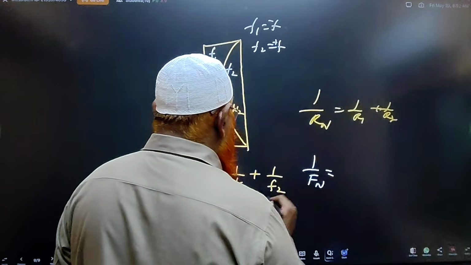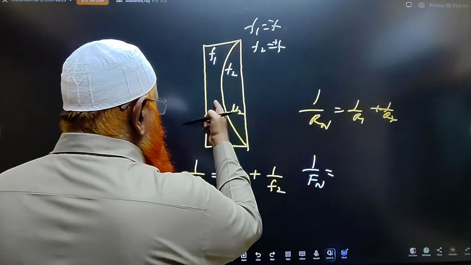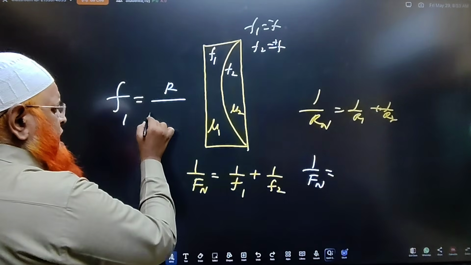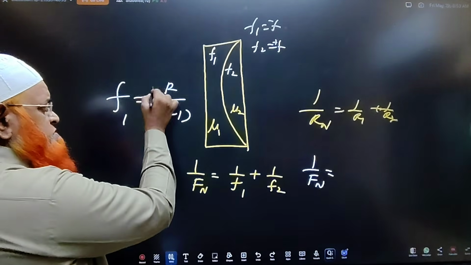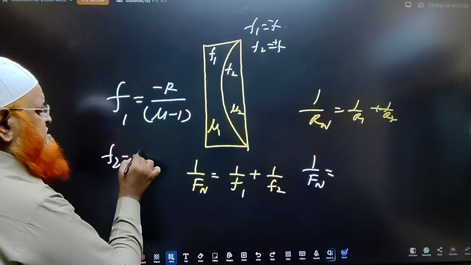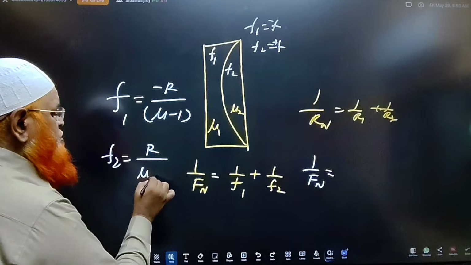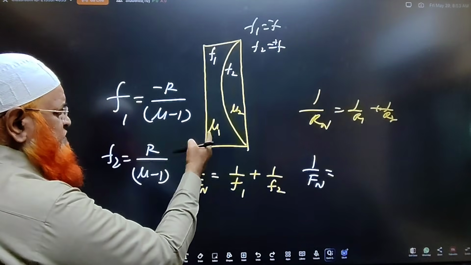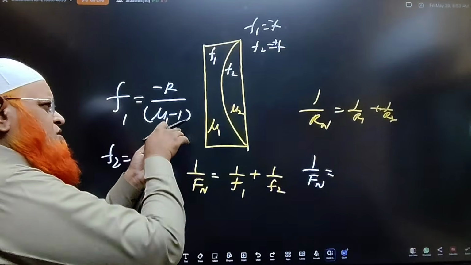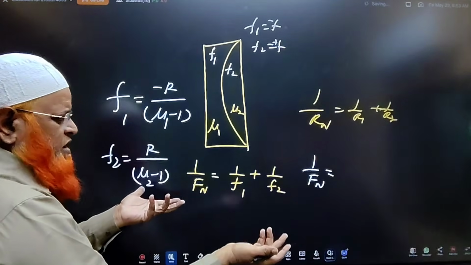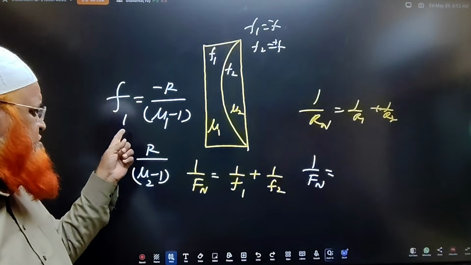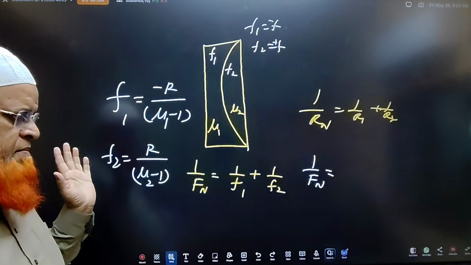1 by f net is equal to, see, this is a type of lens, a plano concave lens, for which focal length f is nothing but r by mu minus 1, which is minus. Understand? And for this concave lens, f2 is r by mu minus 1. If you take this as the first one, you take mu1, and this is the second one, you take mu2. If the order is reversed, first plano convex, then plano concave, just change the values. This f2 will become f1.